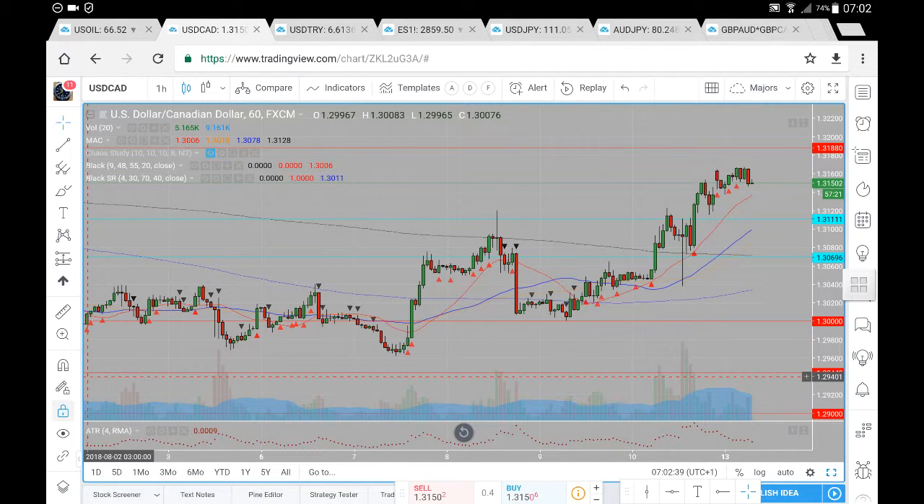So this is the US dollar CAD analysis for Monday the 13th of August. Now, let's just have a look at prices and where prices may likely go. So we've had price come down towards 130. Pretty much a perfect test.